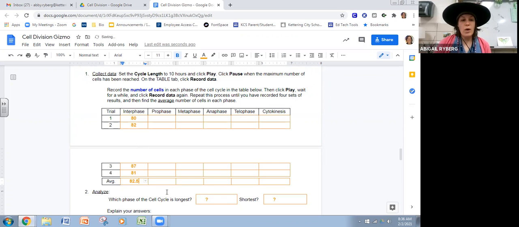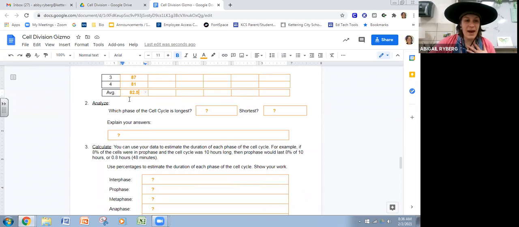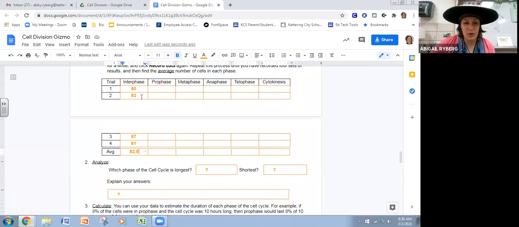And that's it. What you guys will notice, and I can't remember if it makes it obvious in the reading, but notice that there's 100 cells total, which is convenient because that means for trial 1, of the 100 cells total, if you look at this data table, 80% were in interphase. So most of them were in interphase, for example. So you'll go through, do that for all of the phases, just quickly calculate the average. So you'll add up the 4 numbers from the 4 trials and divide by 4. So let's remember that my average here was 82.5 for interphase.